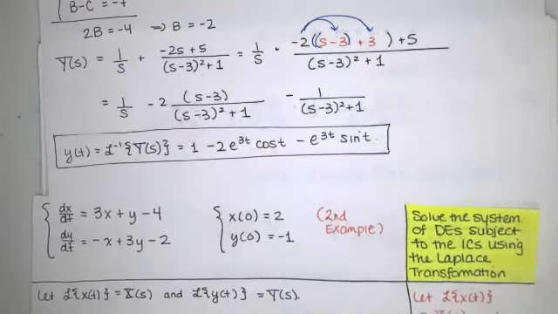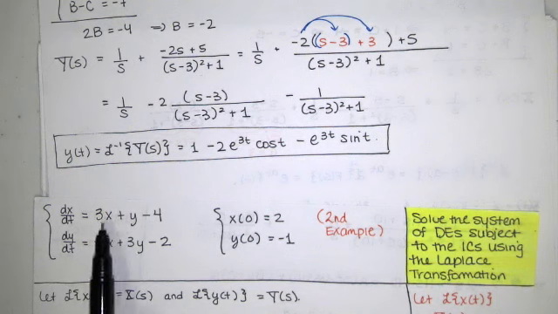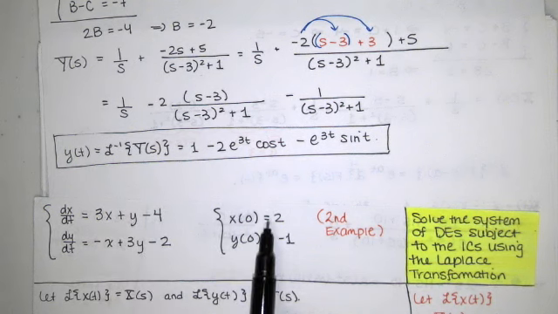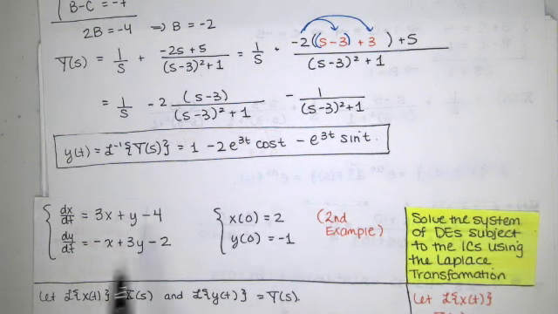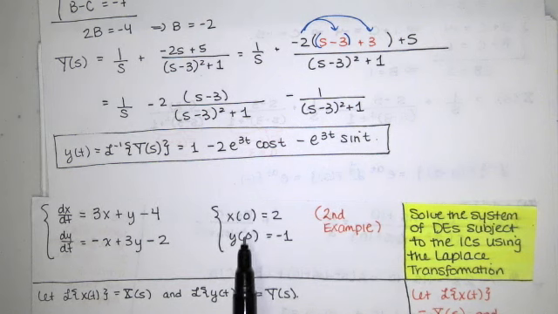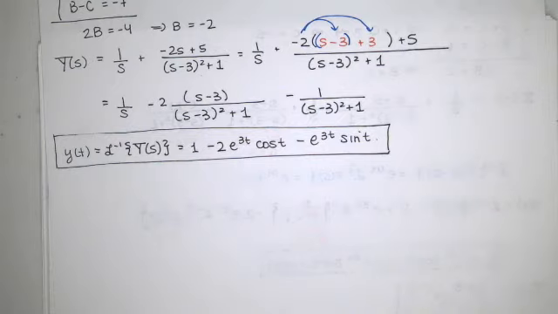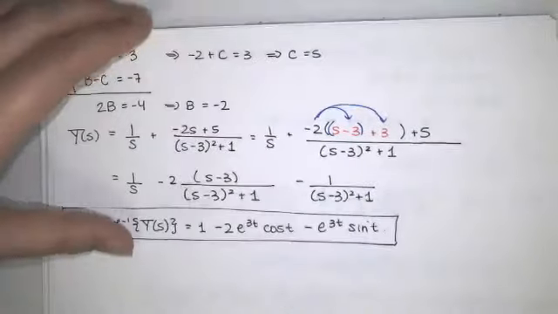And this is the original system of equations. If we take the derivative of x, it turns out to be 3 times the original function x plus y minus 4. And if you evaluate x at t equals 0, you get 2. And if you take the derivative of y, it turns out to be the same as this function on the right-hand side here. And if you evaluate this at, excuse me, at t equals 0, you're going to get negative 1. So that's the solution of our system of equations using Cramer's rule and the Laplace transformation method.